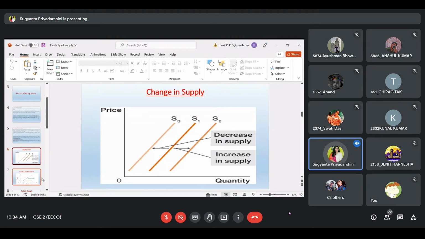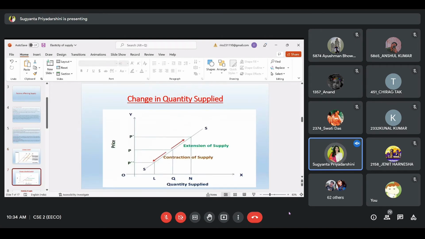The next one is change in quantity supplied. What is this change in quantity supplied? Change in quantity supplied talks about your extension and contraction of supply due to the change in price. So when your quantity supplied changes due to any change in the price, keeping other factors constant, that is known as your change in quantity supplied. So here we will see that there is an extension and contraction of supply. Tell me one thing, when the price is OP, what is your quantity supplied?